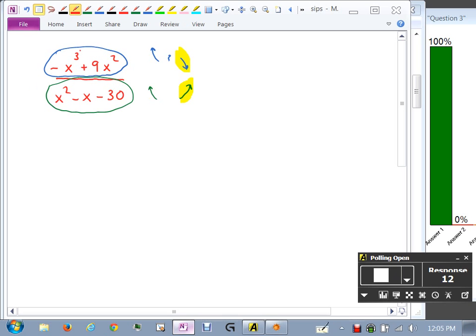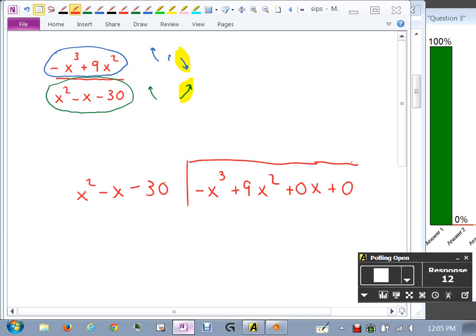Long division. So we take this original expression, negative x cubed plus 9x squared, and on the outside we do the division here. Remember that? Oh, and I'm also going to put 0x plus 0 in my division box because I don't have an x term, right?